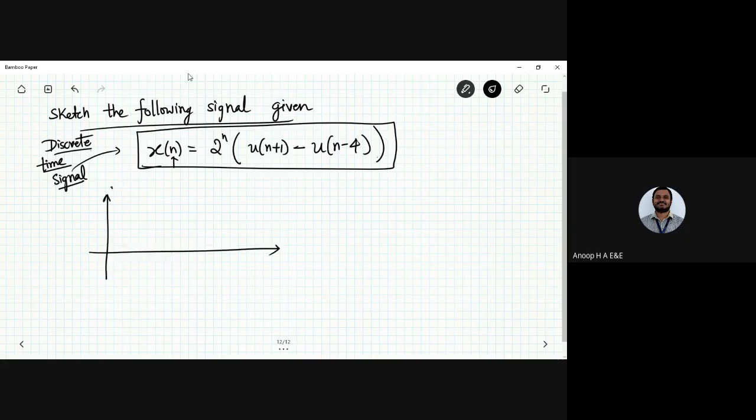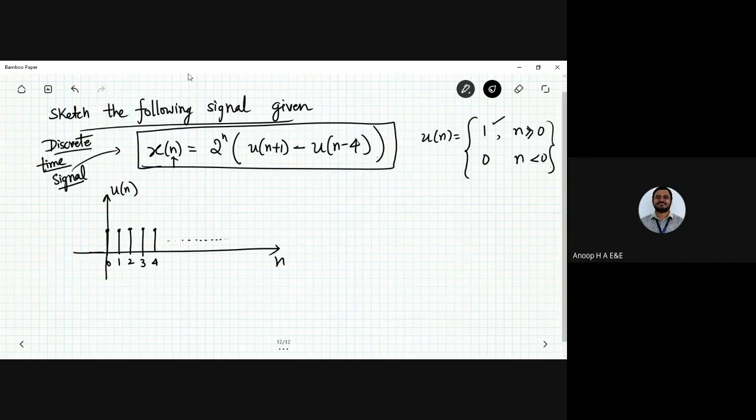Next, let me draw u of n signal first. At 0, you're going to have the magnitude equal to 1, and later as we proceed with 0, 1, 2, 3, 4 and so on, for n greater than or equal to 0 the magnitude is equal to 1. Mathematically, u of n has magnitude 1 when n is greater than or equal to 0, and when n is less than 0 the magnitude is 0. So for minus 1 and minus 2 and so on, you have a 0 magnitude of u of n.